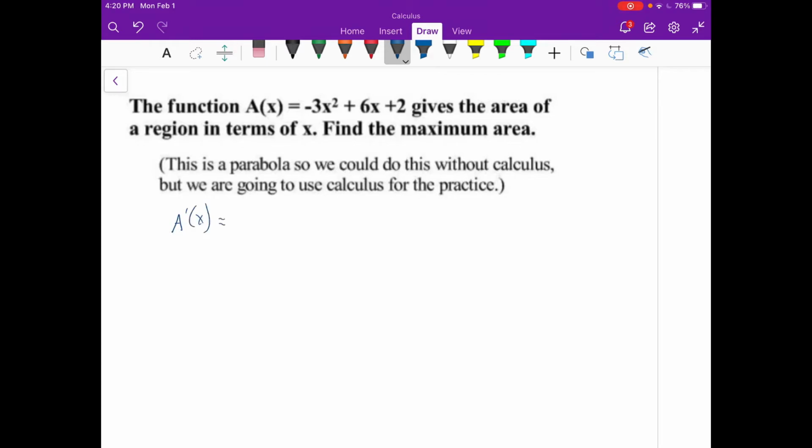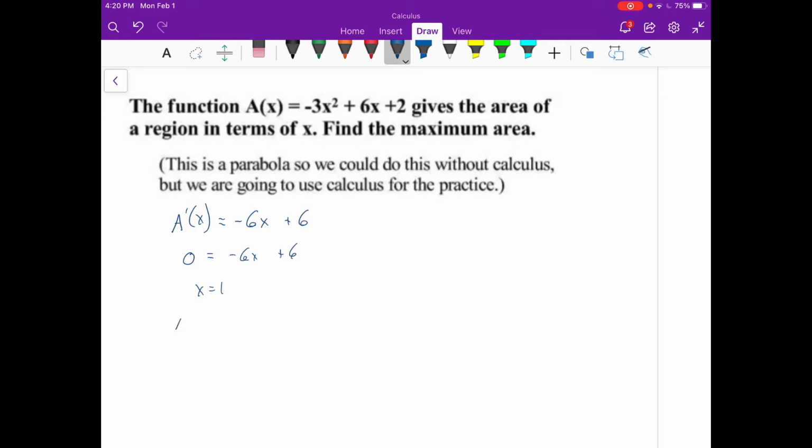And now, in this case, we know it's a parabola facing downward. So we know when we find that critical number, that will be the maximum. So we want to set this equal to 0 to find the critical number. We can add 6x to both sides and divide by 6, and we get that x is equal to 1. We want to find the maximum area. So we know the maximum area occurs when x is equal to 1.